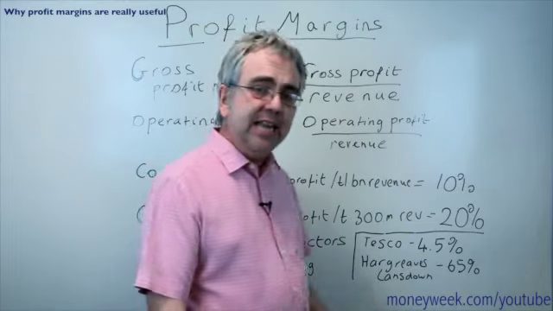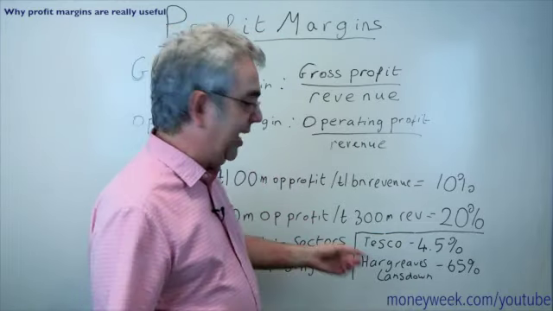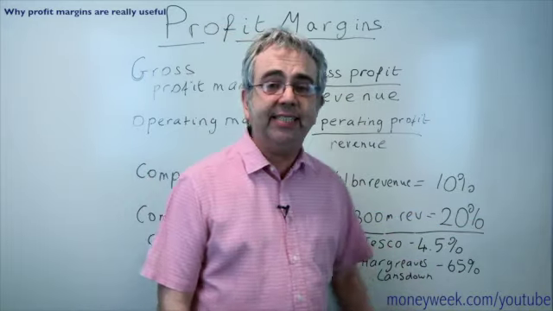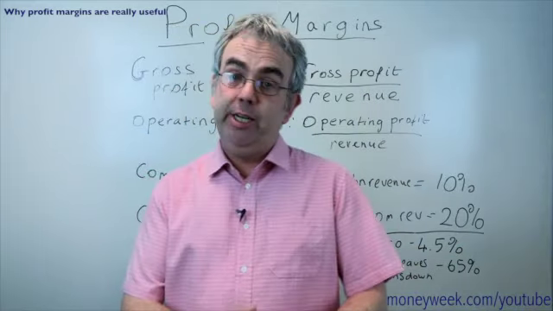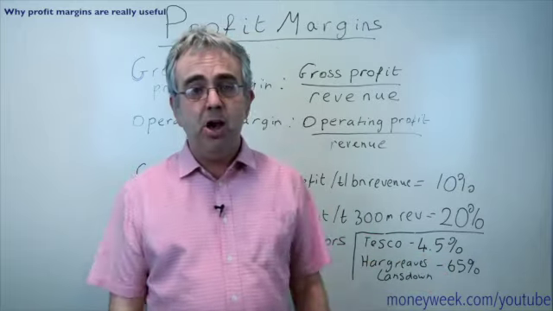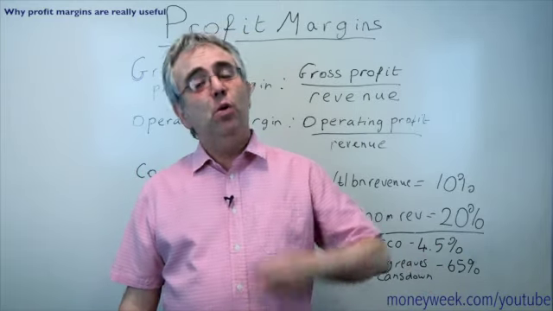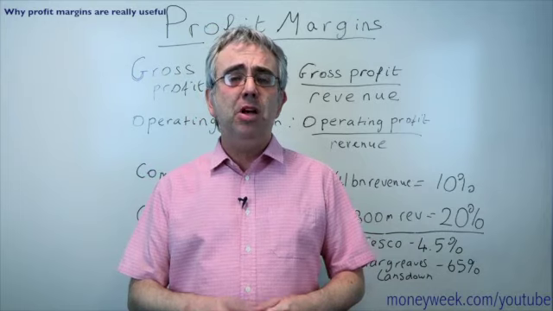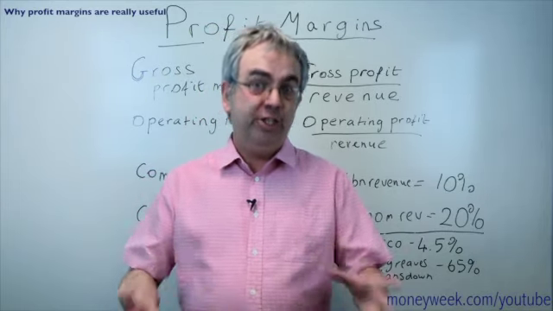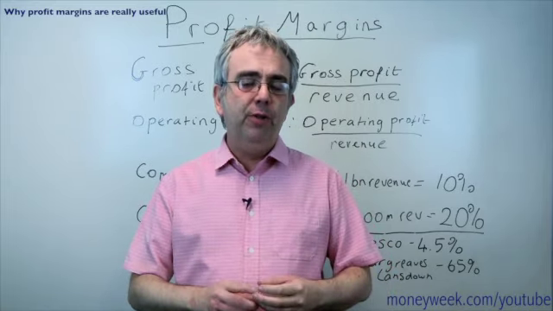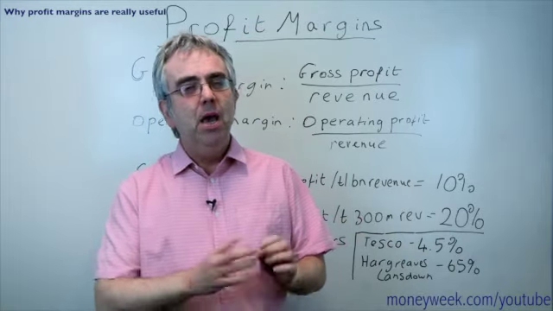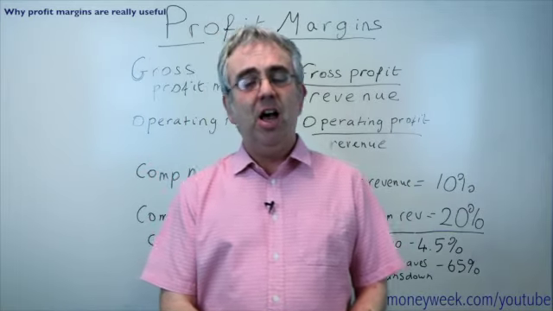Hargreaves Lansdown, the stockbroker, very well known. It's right at the other end of the margin table, if you like, and it's got a 65% operating margin, which is fantastic. And in many ways that says go and buy Hargreaves Lansdown right now. The one thing that worries me though is that such a high margin suggests that Hargreaves is charging its customers too much, which it does. So I think it's vulnerable to competition on price. I think that margin may fall, and so maybe Hargreaves isn't such a good investment after all.